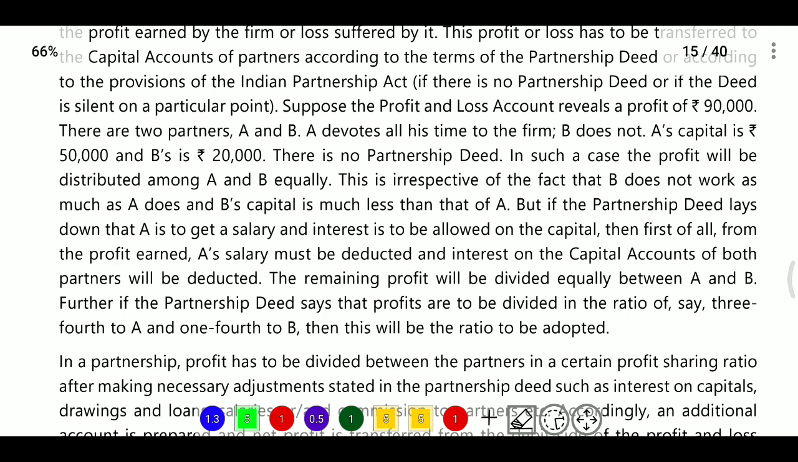So in the profit and loss account we need to show net profit or loss including all expenses. In the profit and loss appropriation account we need to show the distribution of net profits. So we have net profit from the profit and loss account, and we need to distribute that net profit, which includes interest on capital, salaries, etc.